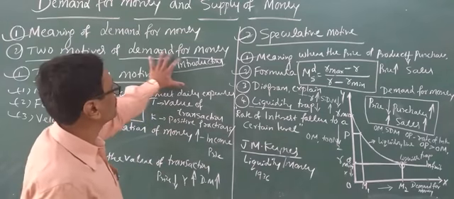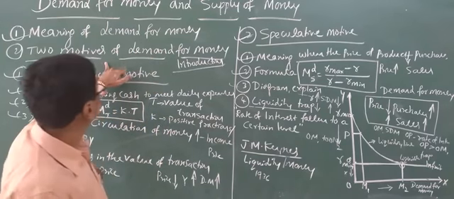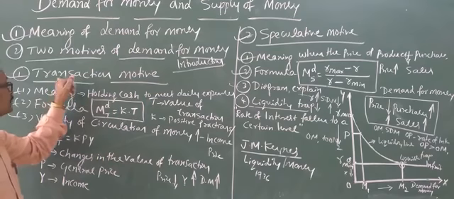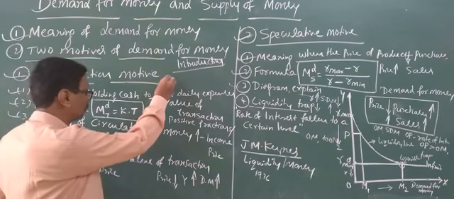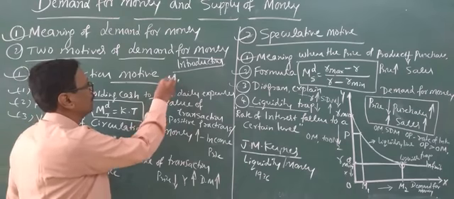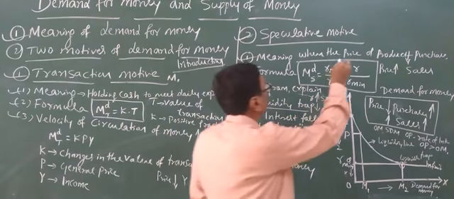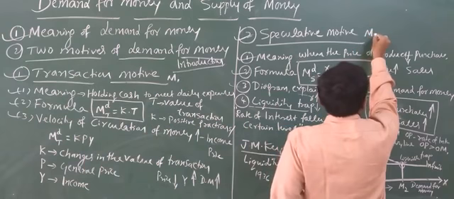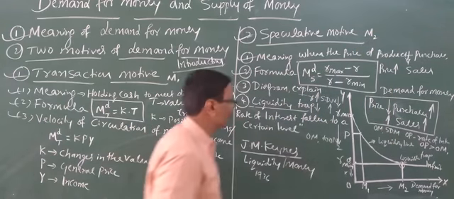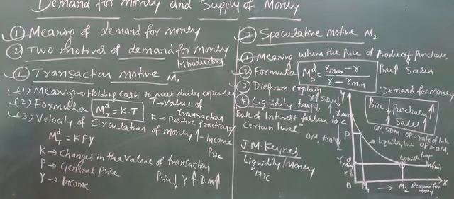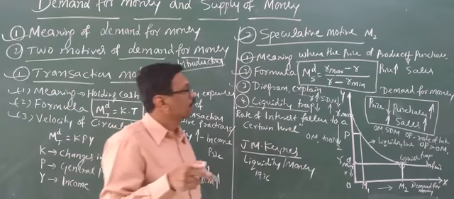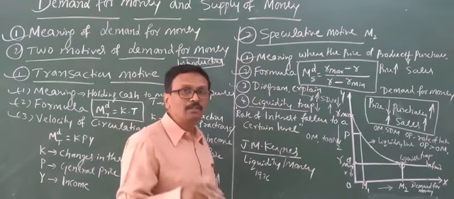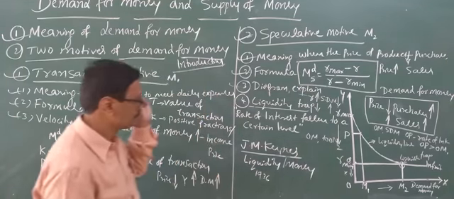That can be clarified. There are two motives for demand for money: the transaction motive and the speculative motive. The transaction motive, as John Mills called it, is denoted as M1, and the speculative motive is denoted in the form of M2. Once again, the transaction motive is M1 and the speculative motive is M2. Okay friends?